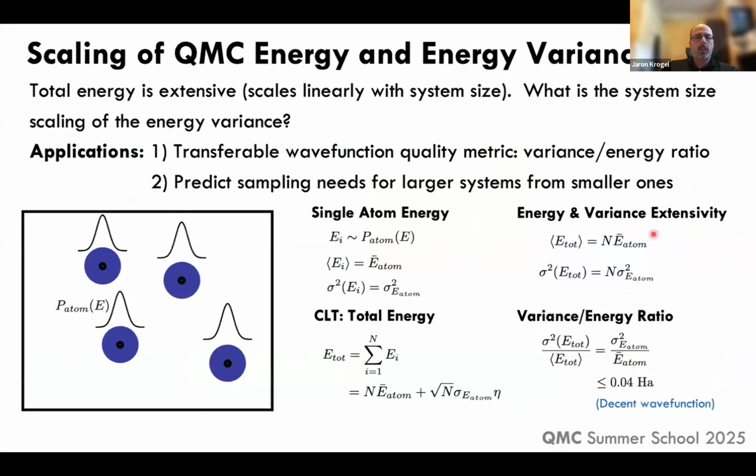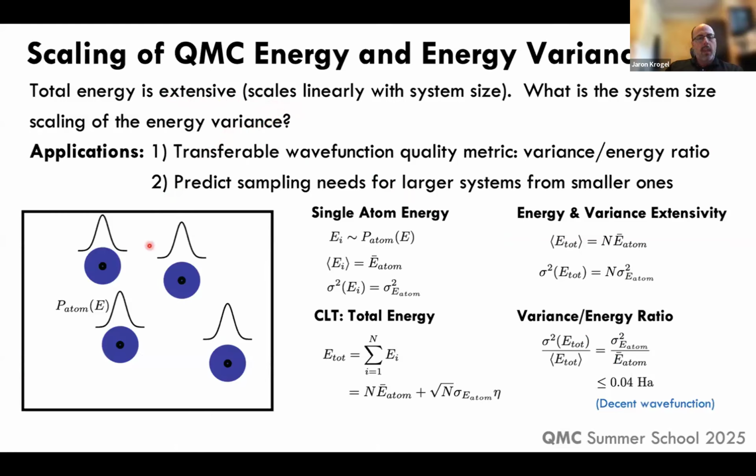Okay, the next QMC topic that I want to go over is the scaling of the QMC energy and the energy variance. So we know already that the total energy is extensive, or in other words, it scales linearly with system size as you add more atoms, or it's size consistent. But what is the system size scaling of the energy variance?